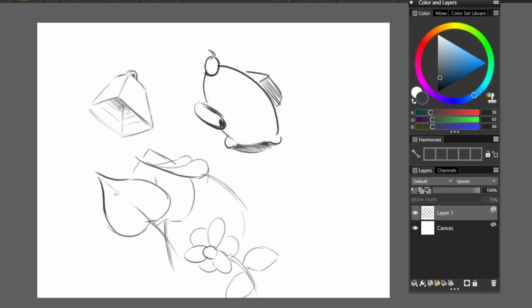Man, this is just the worst drawings ever. What is this flower? I definitely should not try to talk and do this at the same time.